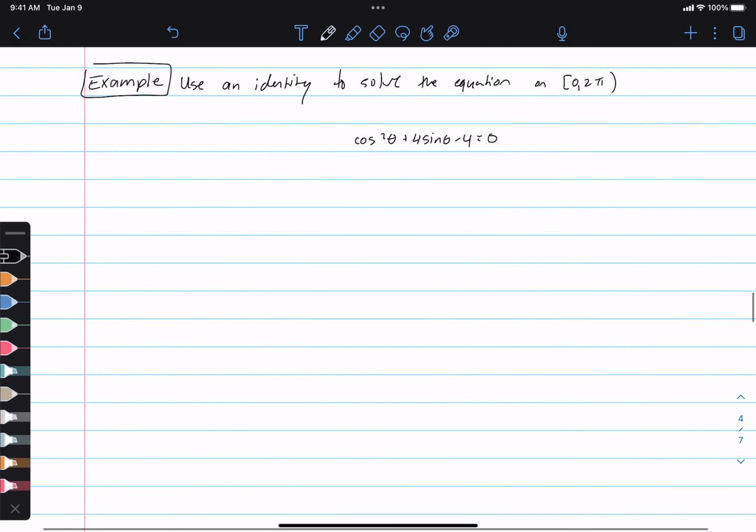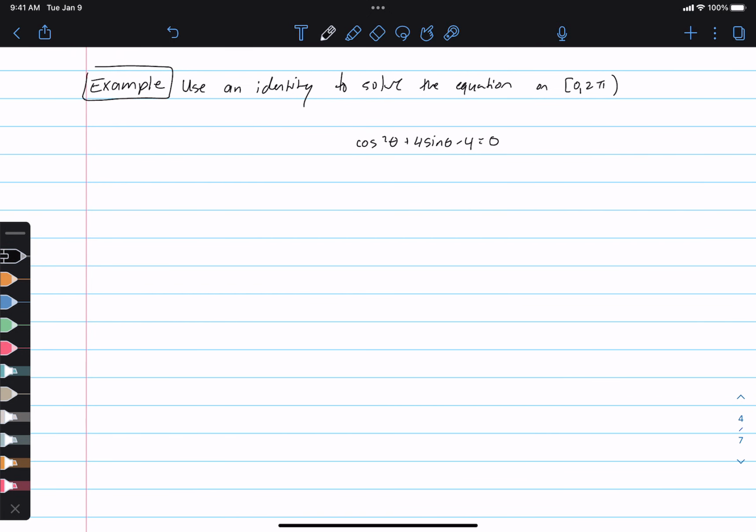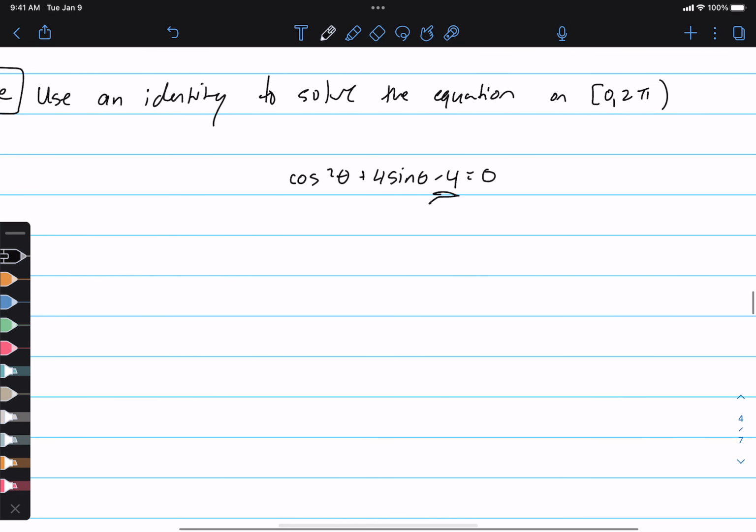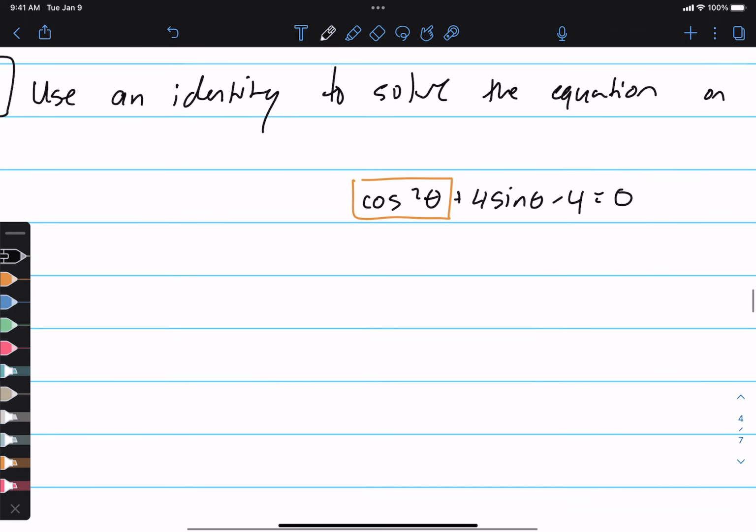So our next example, we're going to use an identity to solve the equation. Because of this minus 4 term, we cannot factor out anything here, and so we're going to need to transform this. We want everything to be in terms of sine of theta so that we can factor. So do we have an identity that can help us with this? Try to look at your equation sheet and figure that out.